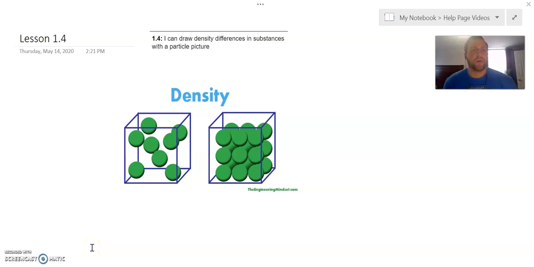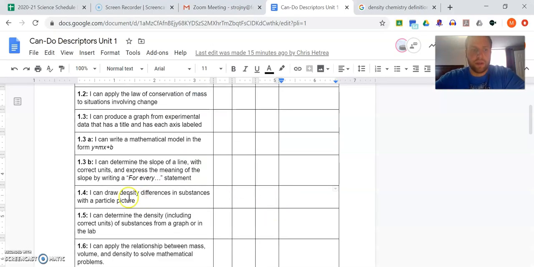Today's lesson will be 1.4. 1.4 says this: I can draw density differences in substances with a particle picture. If we reference our can-do descriptor list, 1.4 is sandwiched in between 1.3b and 1.5. And as always, remember to rate yourself as to your understanding using this list.